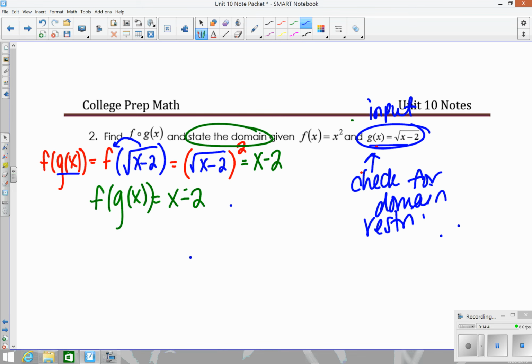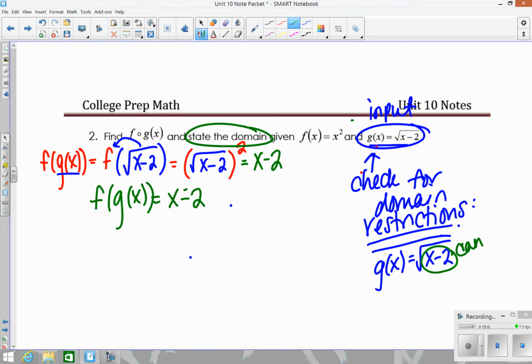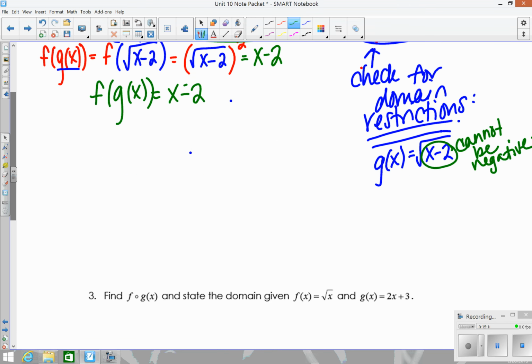So since we have a square root, we know that we can't have a negative under a square root. So since g of x, let me just rewrite it, has a square root, we know that this stuff underneath cannot be negative. So that means there's a restriction. So I'm going to take this stuff underneath and make it so that it's greater than or equal to 0. So positive or equal to 0. So x must be greater than or equal to 2.